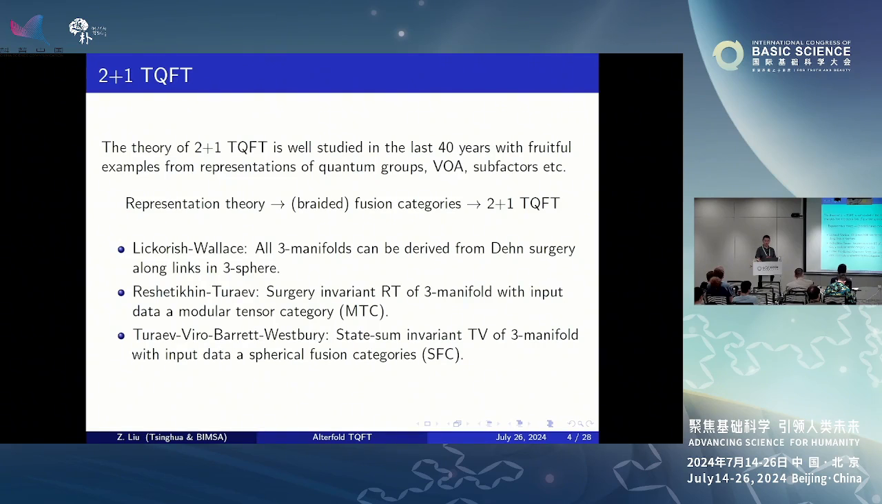More generally, we can start with, say, the representation of a quantum group as a braided tensor category, and construct the 2+1 TQFT using the surgery theory of Lickorish and Wallace. This kind of invariant is called the Witten-Reshetikhin-Turaev invariant. Also, if we study a more general situation, the representation of a Hopf algebra, we can get a fusion category without the braiding. That's also the case in operator algebra by studying bimodules. And then we can get the state sum formula of Turaev-Viro and Barrett-Westbury.